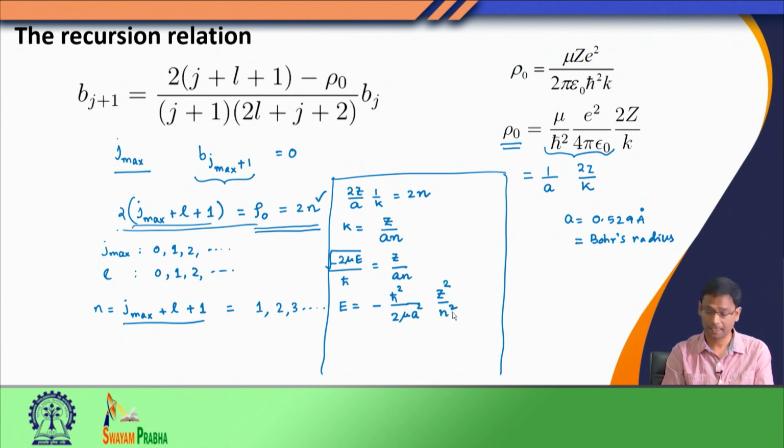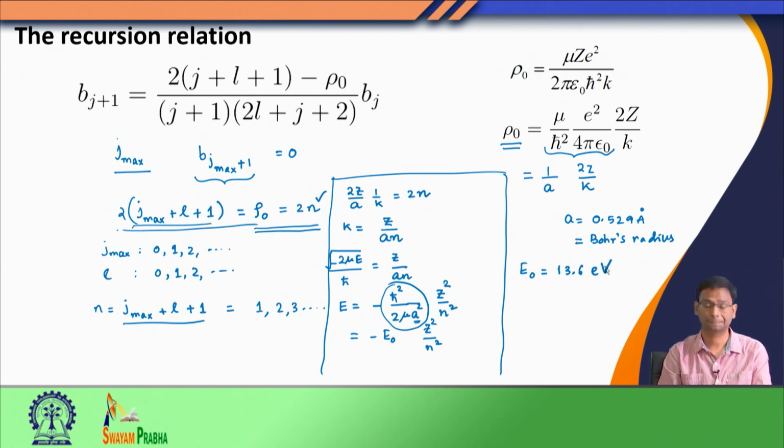Then I have E equals minus h bar square divided by 2 mu a square, times Z square divided by n square. Now, I see that this energy E is given as minus h bar square divided by 2 mu a square, which is again a constant. The Bohr's radius a is a constant. h bar squared by 2 mu is also another constant. So, let us give another name, E0, to this new constant, multiplied by Z square by n square, where the value of E0 is 13.6 electron volt.